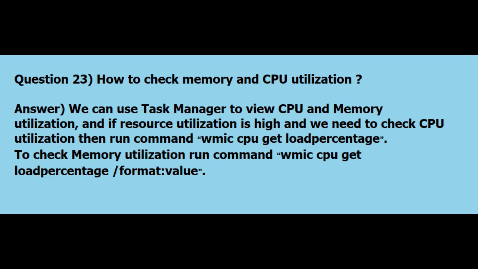Question 23. How to check memory and CPU utilization? Answer. We can use Task Manager to view CPU and memory utilization, and if resource utilization is high and we need to check CPU utilization, then run command wmic cpu get loadpercentage. To check memory utilization, run command wmic cpu get loadpercentage /format:value.